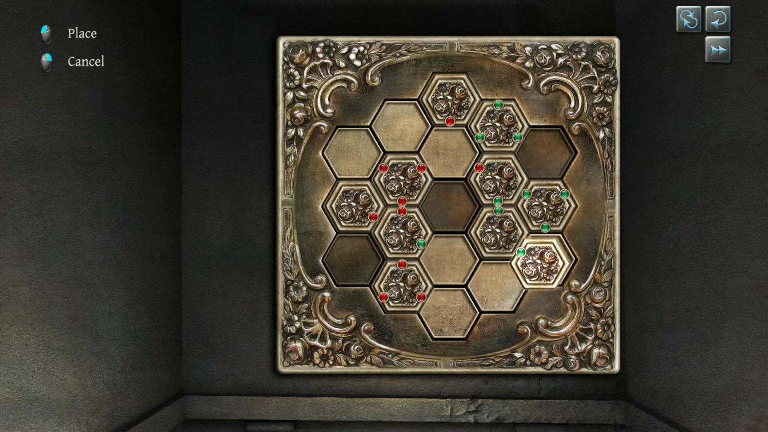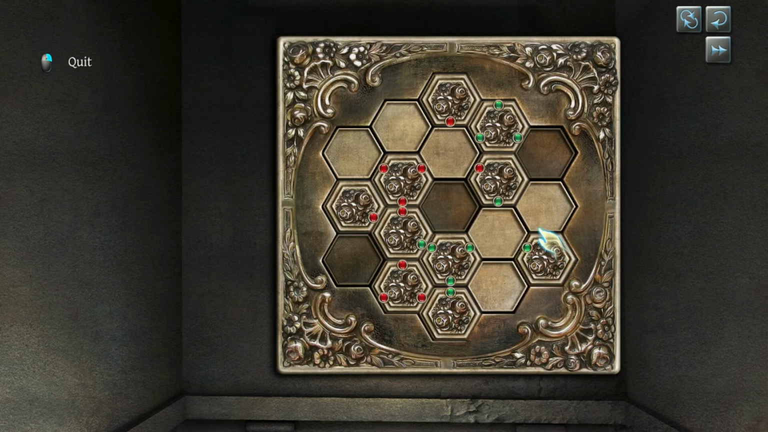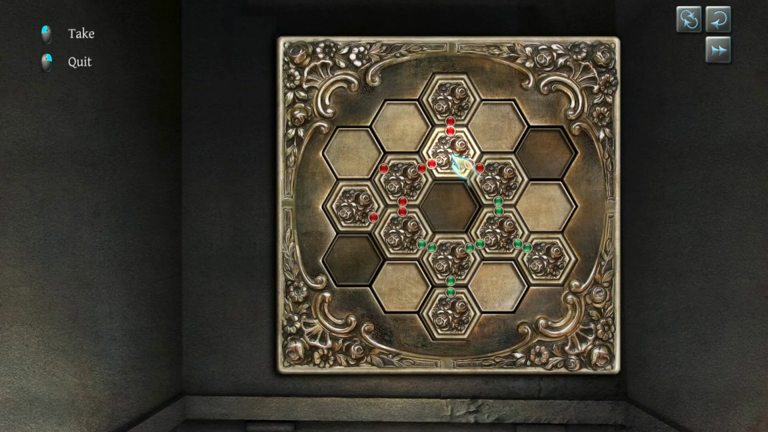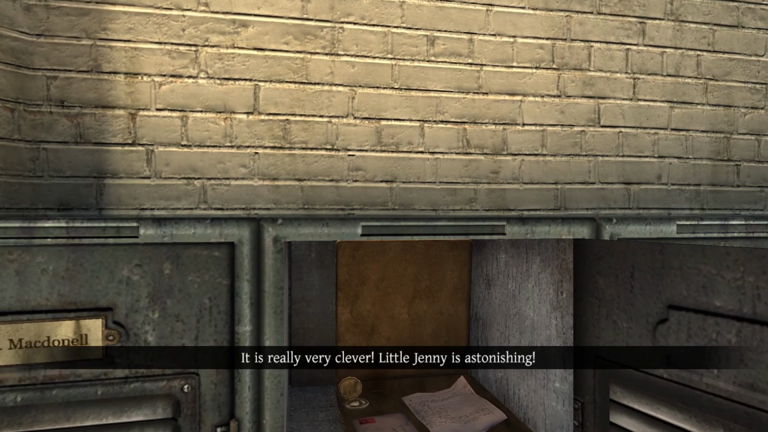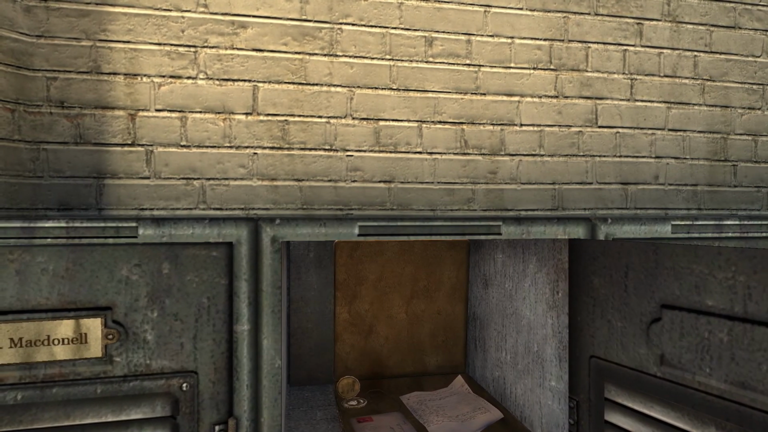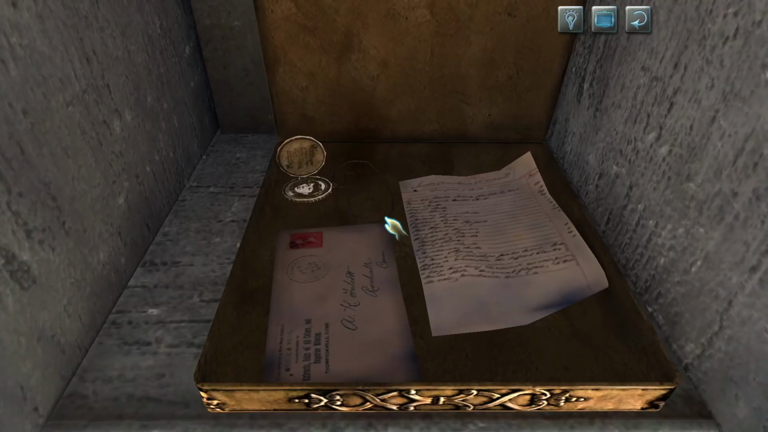Let's see. No, this cannot be here, but this could be here. Okay, we have greens connected for now. That's a good start. Did I manage to get this right? It's really very clever. Little Jenny is astonishing. Well, yes. Okay. That's done.